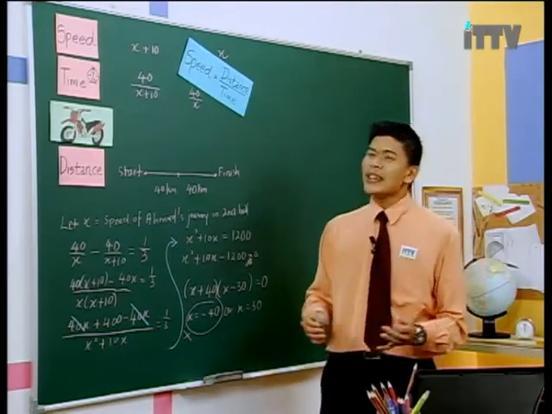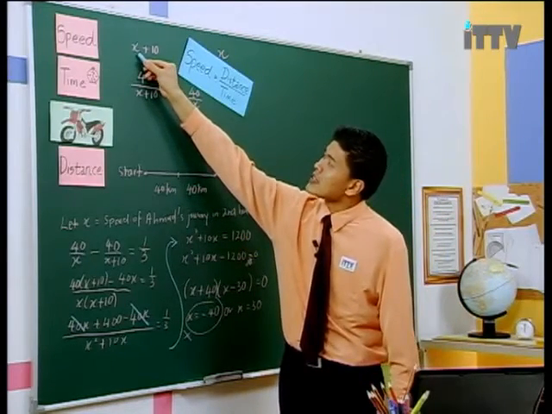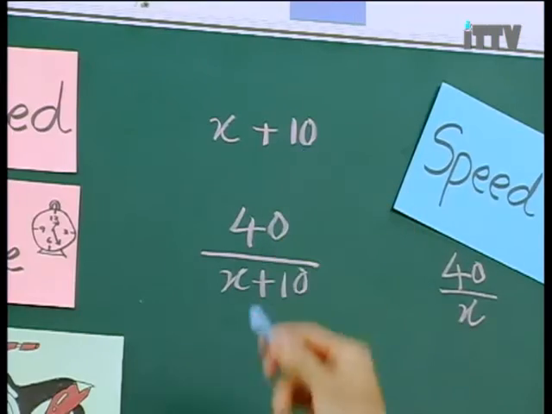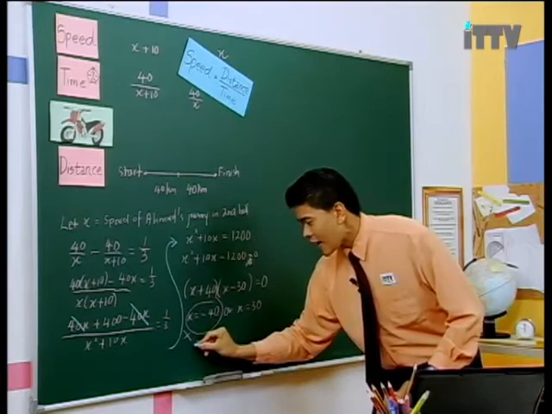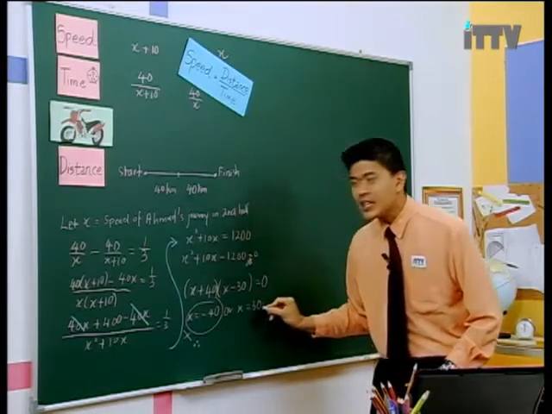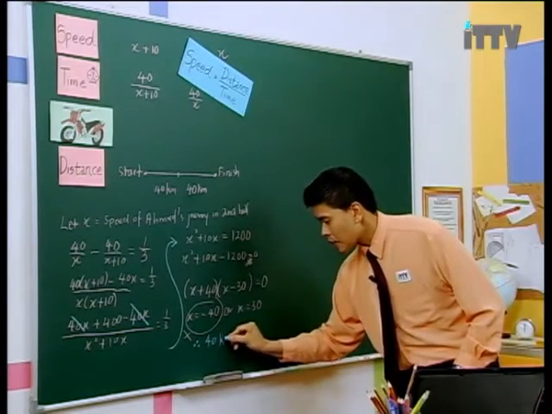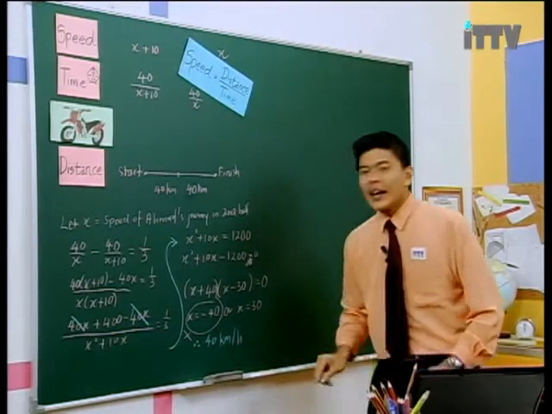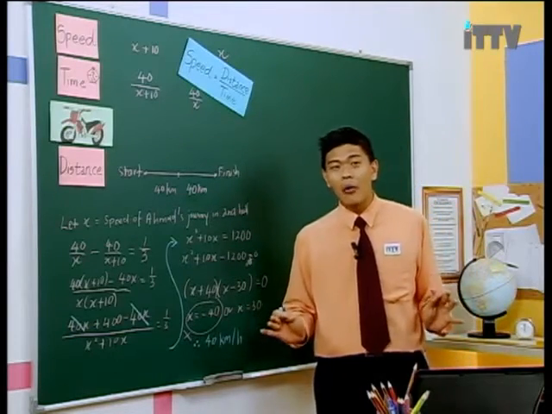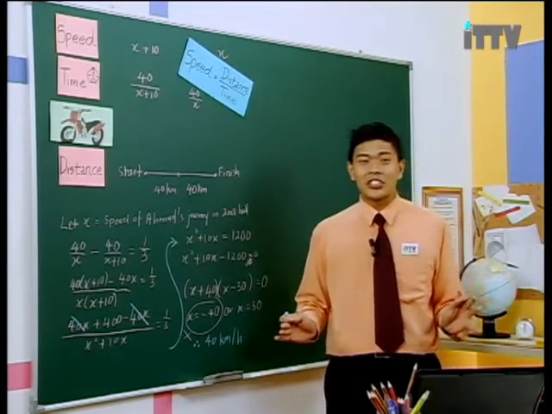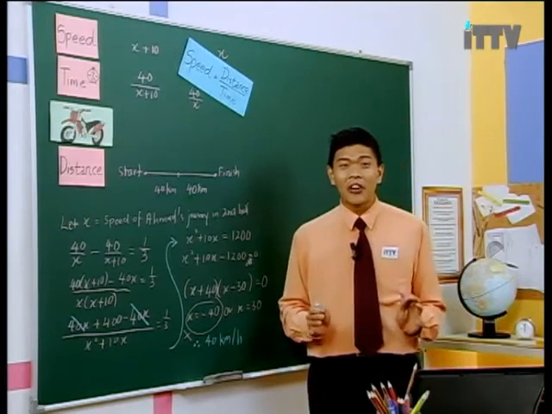Now, if x equals 30, let's answer the question. What is the speed of Ahmad? Let's look back here. The speed of Ahmad is x plus 10 in the first half. Therefore, Ahmad's speed will be 30 plus 10, 40 kilometers per hour. That means that Ahmad was traveling at a speed of 40 kilometers per hour in the first half of the journey and 30 kilometers per hour in the second half of the journey.